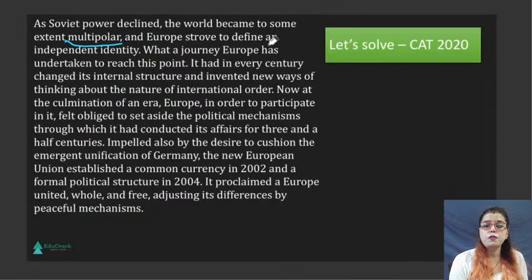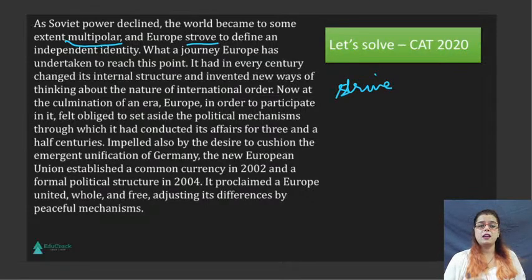And Europe strove to define an independent identity. Strove is a past tense for strive. Strive means to make an effort. So Europe was making a very strong effort to define an independent identity. What a journey Europe has undertaken to reach this point. It had in every century changed its internal structure and invented new ways of thinking about the nature of international order.